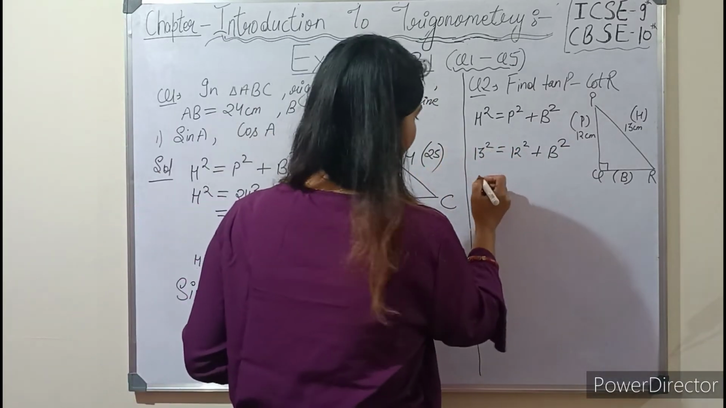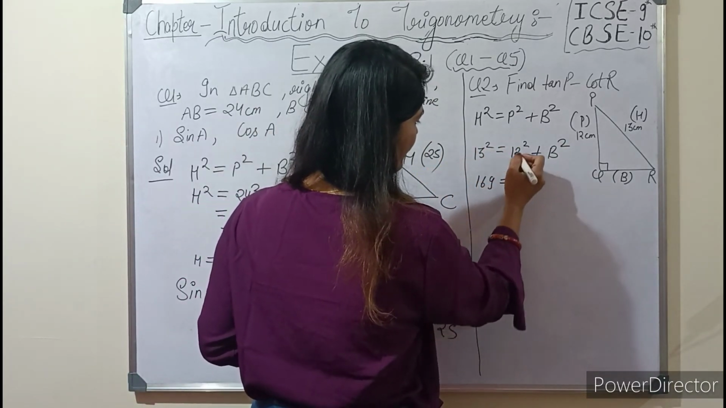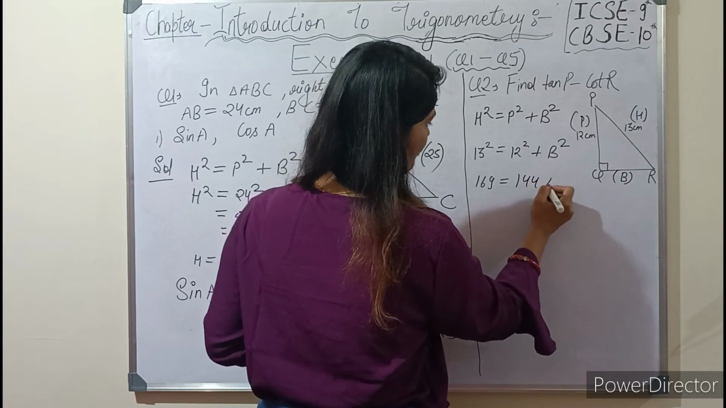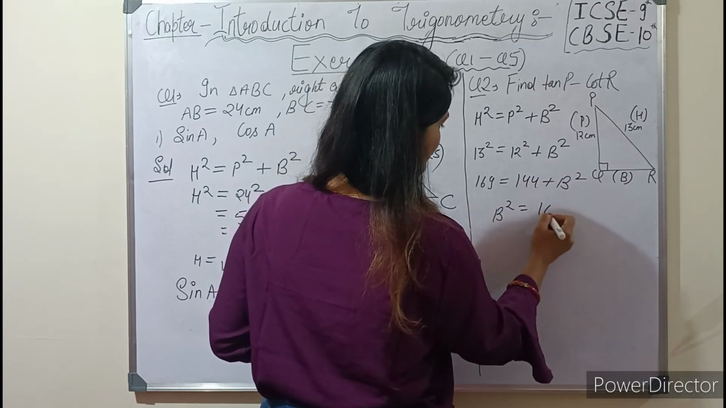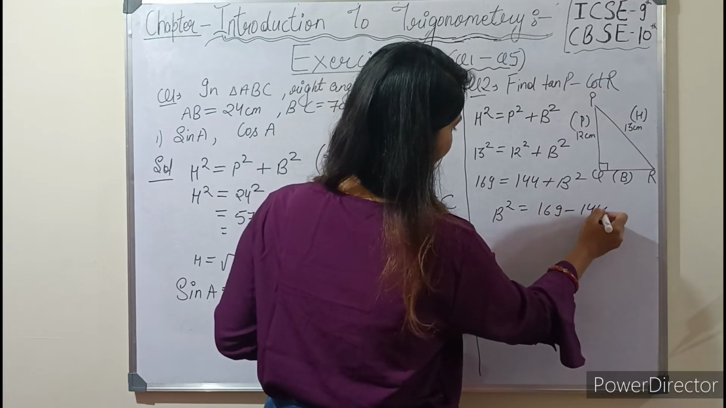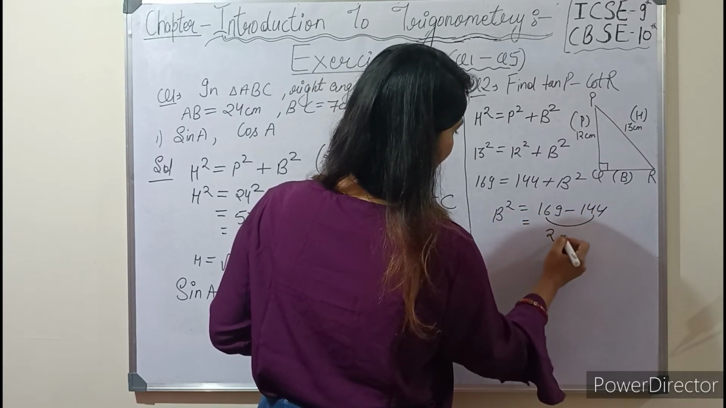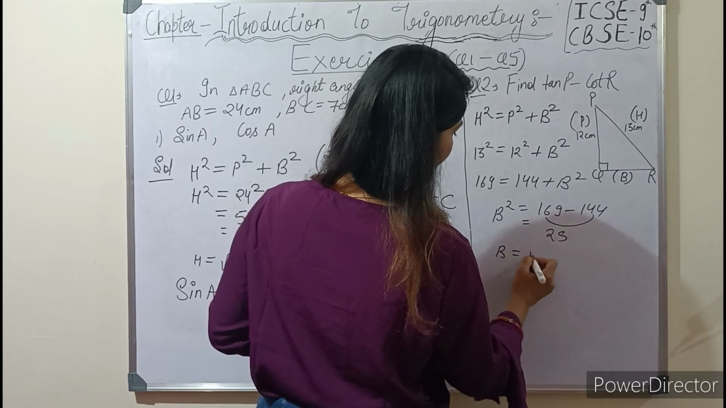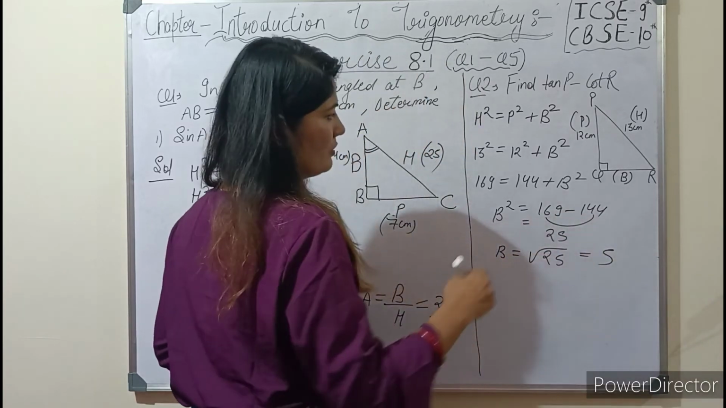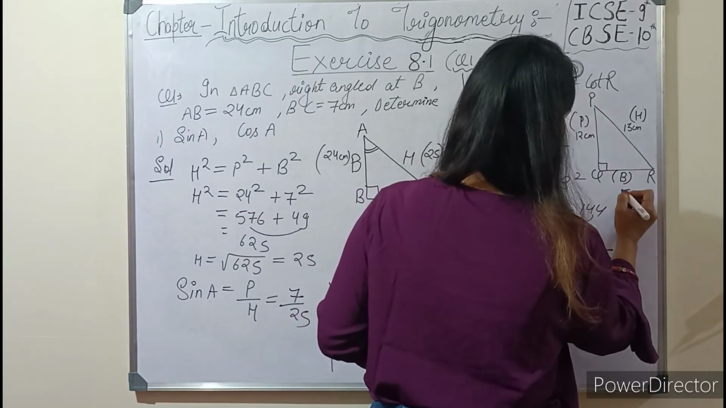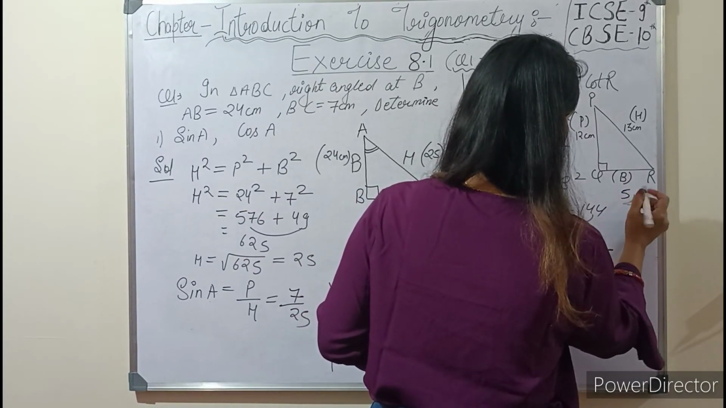So 13 square is 169, 12 square is 144. So B square is equals to 169 minus 144, that is 25. The value of B is the square root of 25, that is 5. So here B is 5 centimeter.